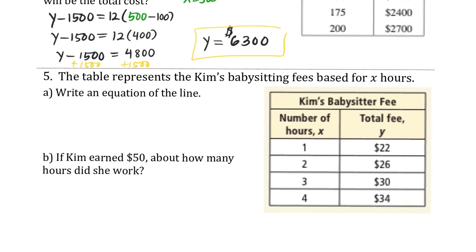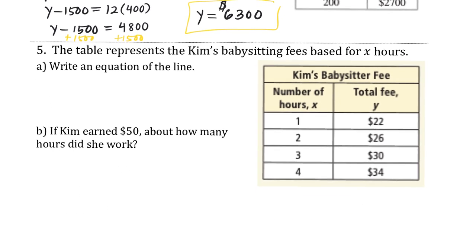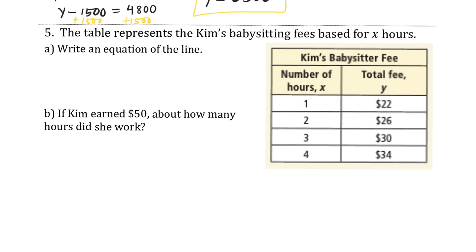Okay, one more table. The table represents Kim's babysitting fees for x hours. Write an equation for the line. Okay, the line, we just do it. We don't even worry about the words. We can do change in y over change in x, or you can do the formula. I'm doing change in y over change in x. Okay, in the y column, it's increasing by 4.